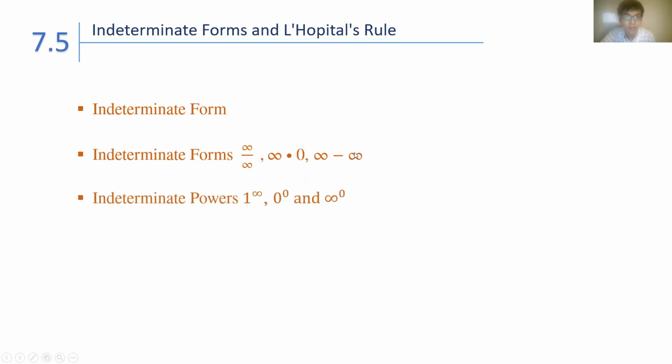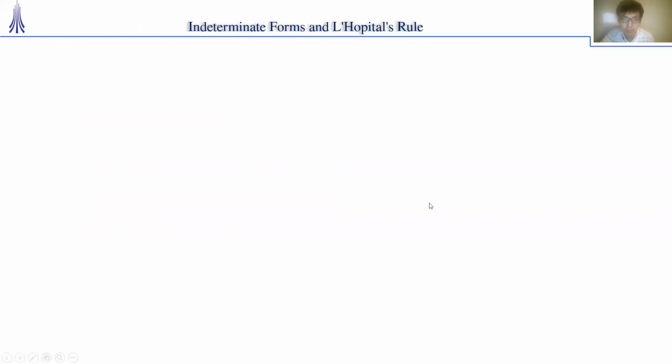Indeterminate form and L'Hopital's rule will be covered in three parts: indeterminate form 0 over 0, then infinity over infinity, infinity times 0, and infinity minus infinity, and the last part is indeterminate powers: 1 to the power of infinity, 0 to the power of 0, and infinity to the power of 0. So let's talk about the first part, which is indeterminate form 0 over 0.